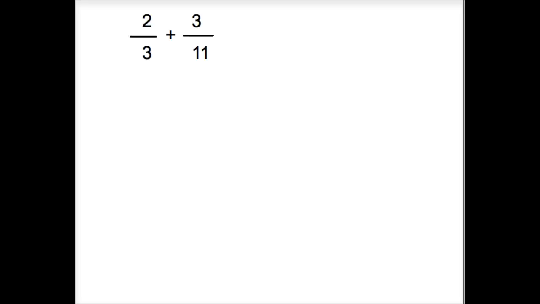Another example is 2/3 plus 3/11. So for this one, I think I'm going to make a little table. That's my strategy. And I'm going to put 3 here and 11 here. And I'm going to start with 11 because 11 times 1 is 11. 11 times 2 is 22. And 11 times 3 is 33. And I know 3 goes into 33 11 times.